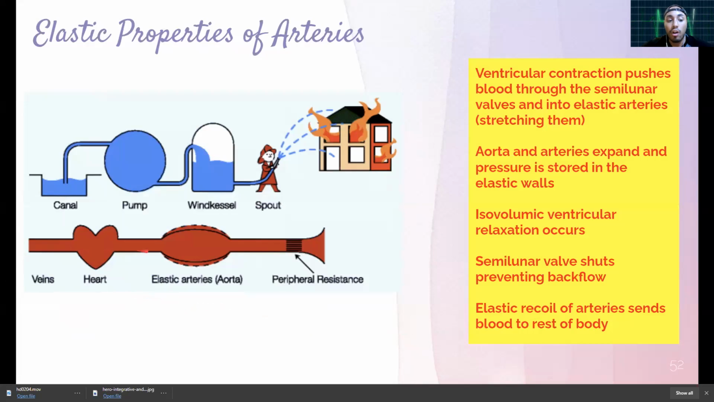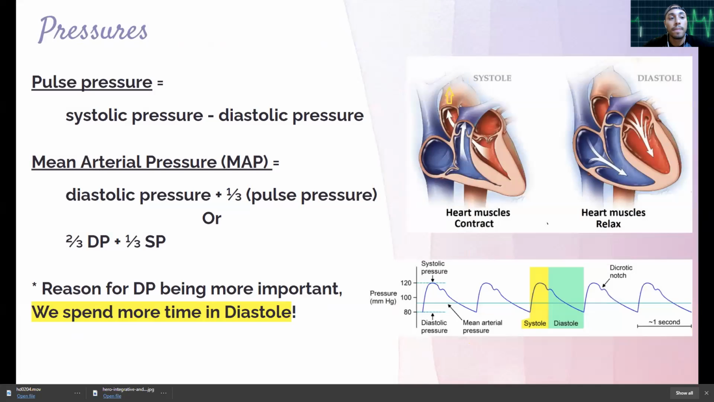Once the blood has left the heart, it makes its way through the arteries, which expand, and that pressure is stored there. Since it's pushing outward, eventually it comes back in, pushes in, and pushes that blood out to the rest of the body. This is what's keeping your blood pumping throughout your body.